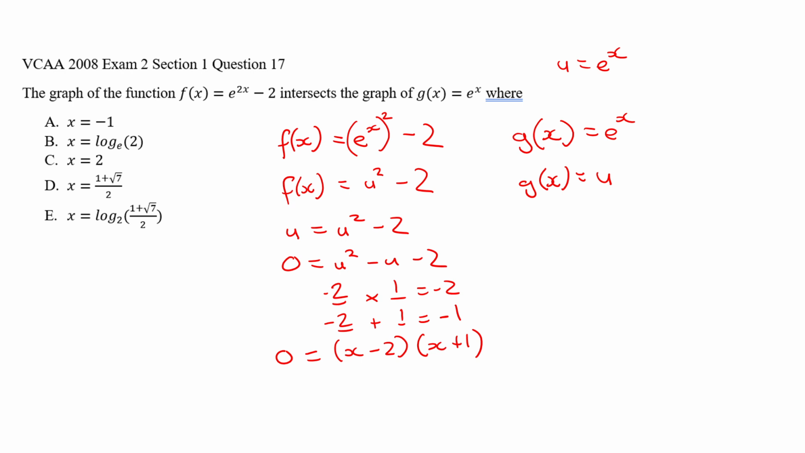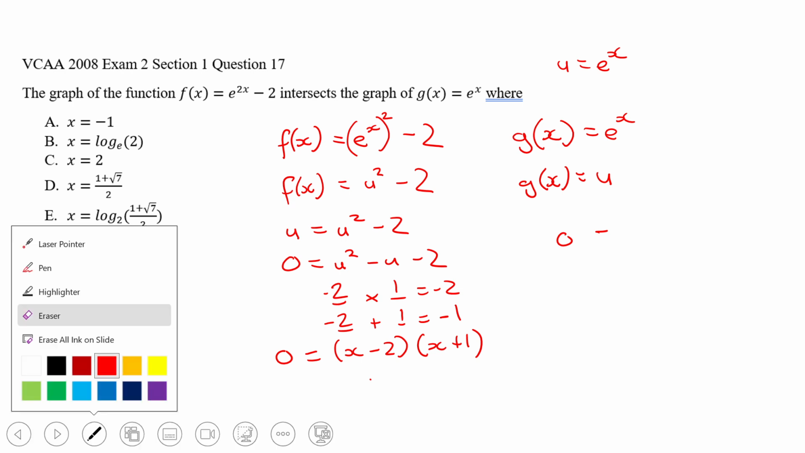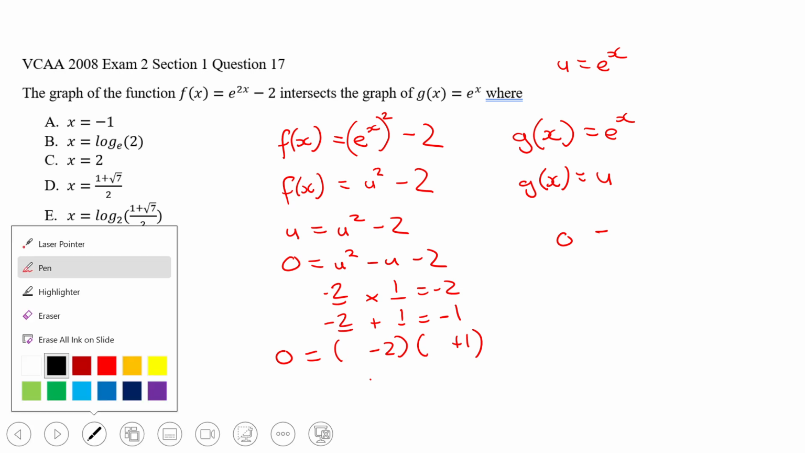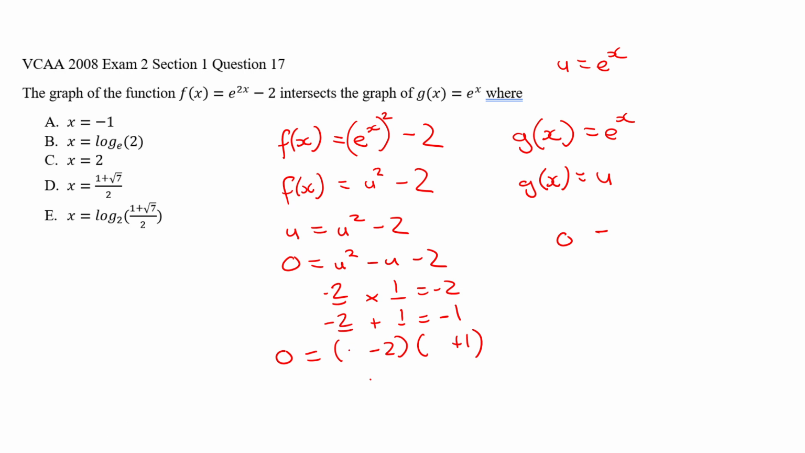So the first equation I've got will be 0 is... Oops, sorry, I made a mistake there. I put an x. A mistake. I'll quickly delete that. There we go. Force of habit. So that means I've got 0 is equal to my u value is e to the power of x. So e to the power of x take away 2. And the second equation is 0 is equal to e to the power of x plus 1.